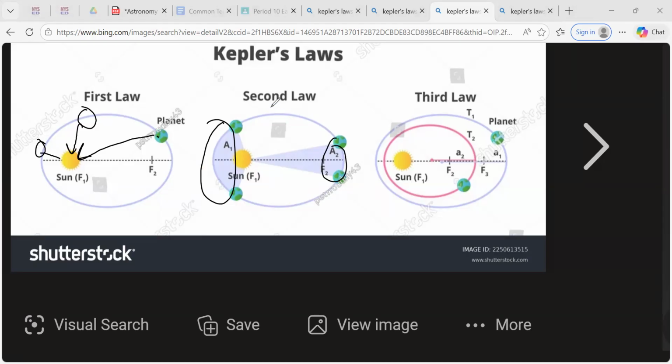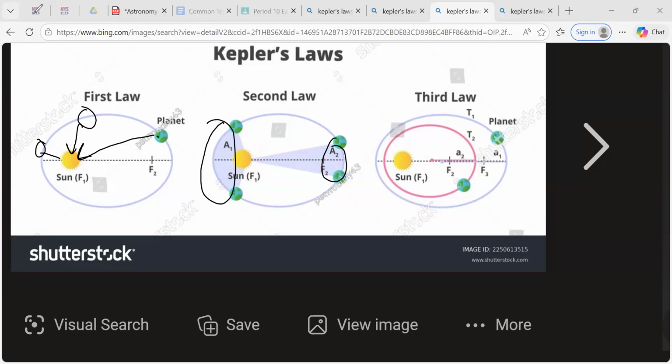All right. So Kepler's second law states, to summarize, when a planet is getting closer to whatever it is orbiting, it travels faster. When it's furthest away from whatever object it's orbiting, it travels the slowest.